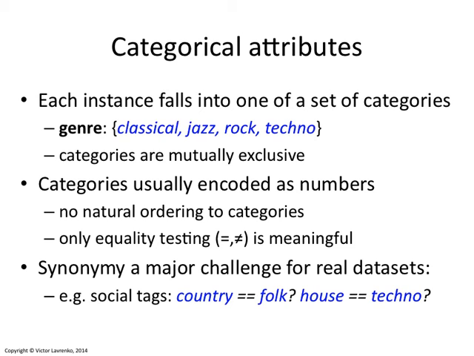Now, country and folk are different labels, but they're synonymous. But they're only synonymous in your head as a human, because you know that they refer to the same concept. And a machine learning algorithm has no chance of figuring that out. So synonymy is a big challenge when you're dealing with categorical attributes.